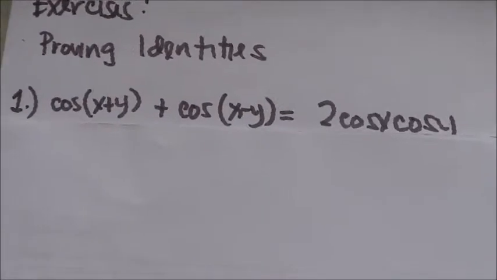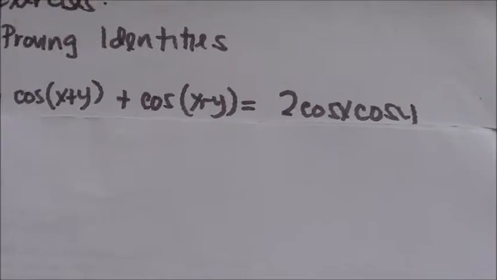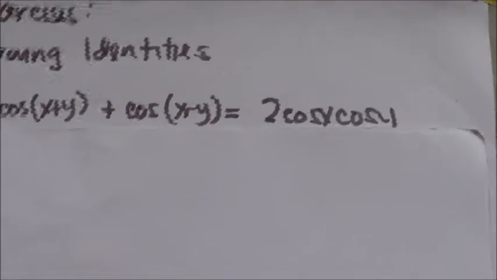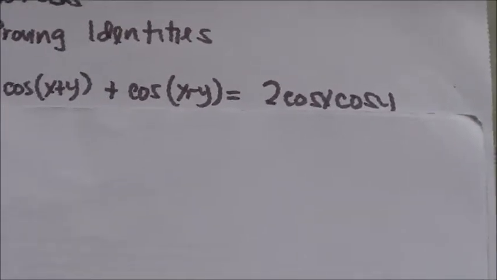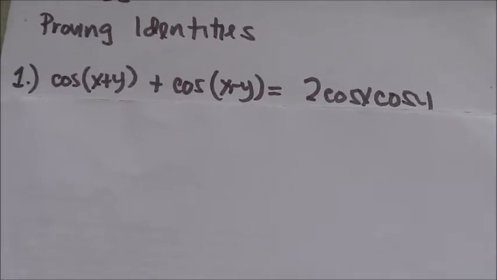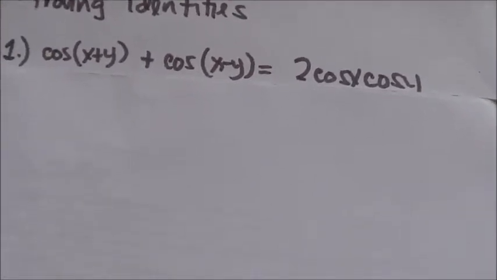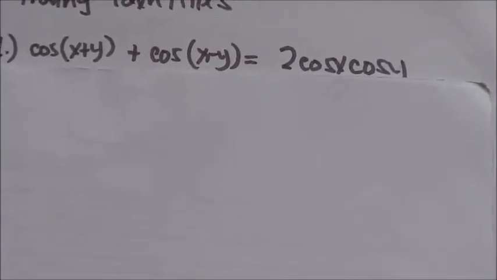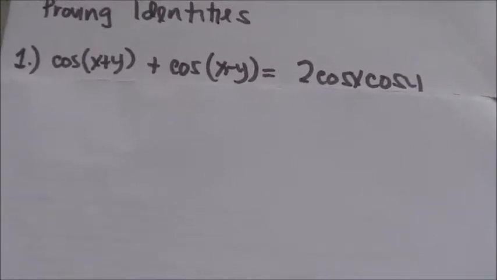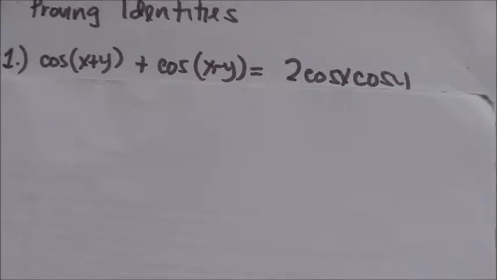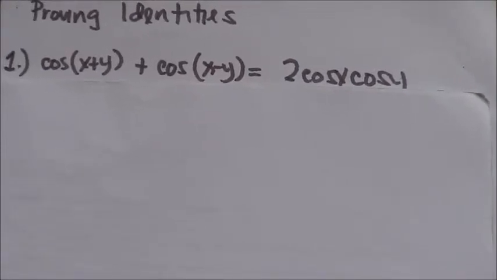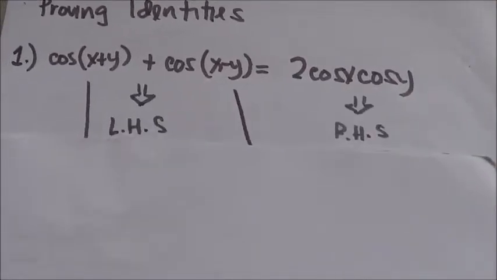For our first example, we have to prove the identity cosine x plus y plus cosine x minus y is equal to 2 cosine x cosine y. We have two choices. We can either use the left hand side or the right hand side. But based from the given, we can see that it is easier to convert the left hand side. So we will do just that.